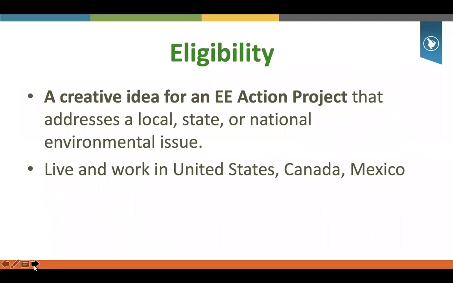Okay, so the last note on eligibility is that all fellows must come with a creative idea for an EE action project. And that EE action project must use some kind of environmental education strategy that addresses a local, state, or national environmental issue. It can be a brand new idea, or it can be part of your existing and ongoing work. If it is part of your existing and ongoing work, we do want to see how this fellowship will be an expansion on your work, or a new twist, or a new idea, or a new facet to your project, whether that's a new audience or a new partnership or some kind of expansion to your existing work.